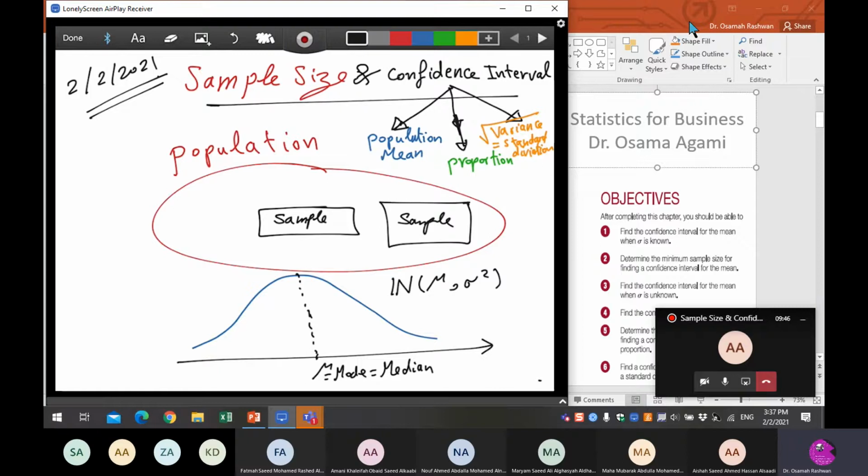Fine? We have a very special normal distribution because we cannot find a table for each mu and sigma square. This is why we have the standard normal distribution. The standard normal distribution has a mean equal to 0 and a standard deviation equal to 1, so the variance will be 1 squared. So here you will start from 0, right?